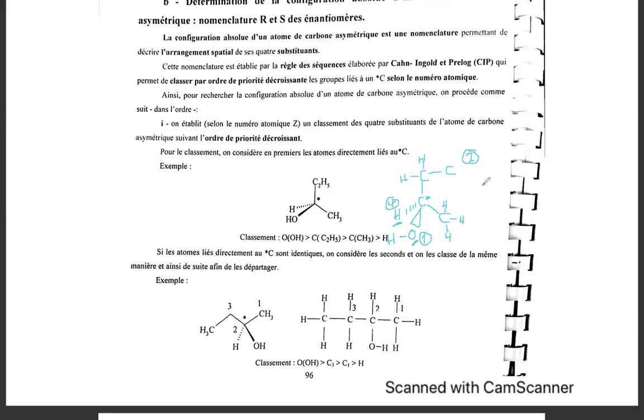Now you go to the other substituent. There's 1 here, and there's 6 here. You get what I'm saying? Is it making sense?